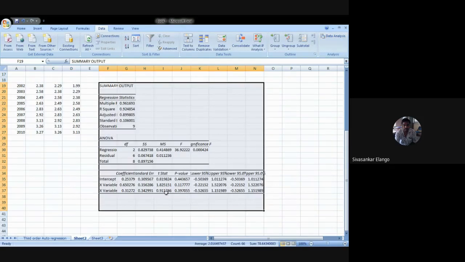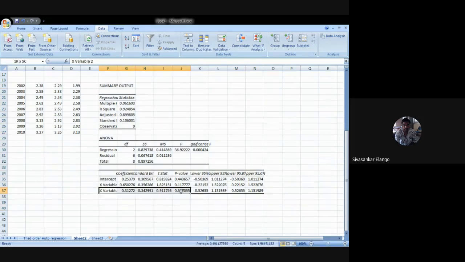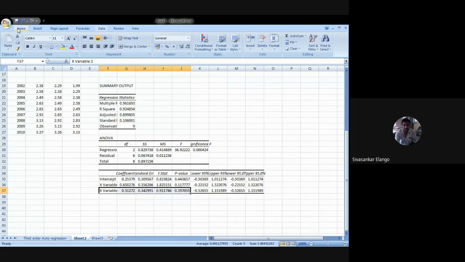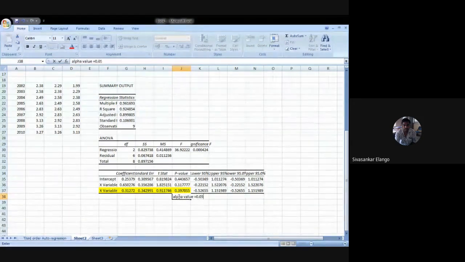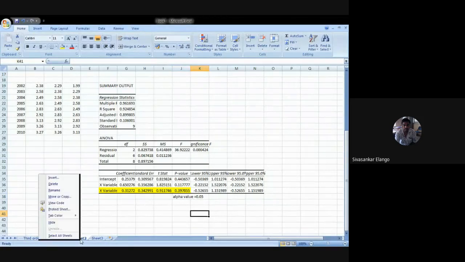So again, now we are going to check the p value. The p value here is going to be 0.397055, whereas the alpha value is going to be 0.05. So we'll move on to first order regression.